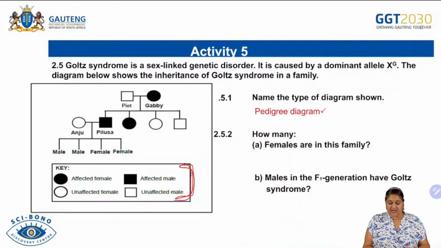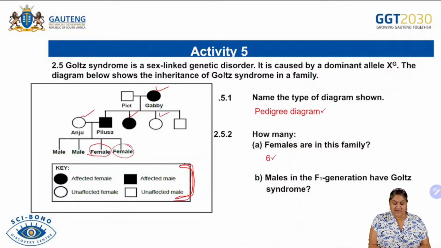How many females are in this family? So now we're just counting how many females there are. So you count all the circles. Here there are 4. No, sorry, there are 6. We cannot just count the circles here. We have 1, 2, 3, 4 circles, but then we've got 2 females down here. They would also be circles, so there are 6.